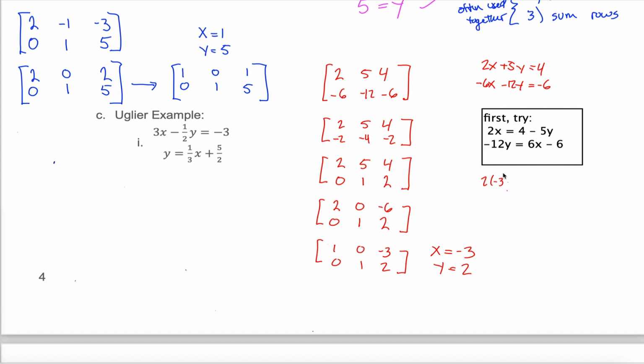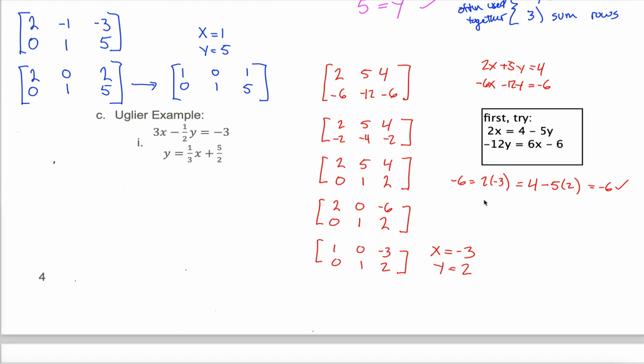2 times -3 equals 4 minus 5 times 2. Let's see, 2 times -3 is -6. 5 times 2 is 10, and 4 minus 10 is also -6. Looks like the first row checks out. What about this second row?